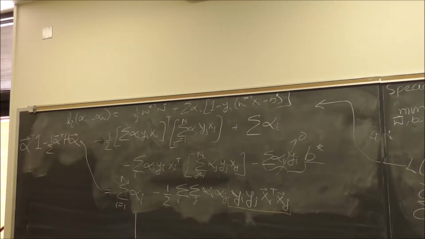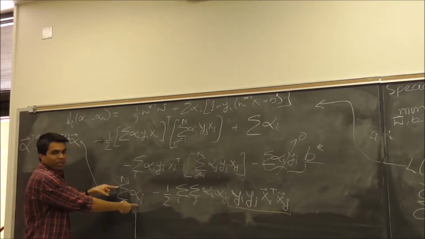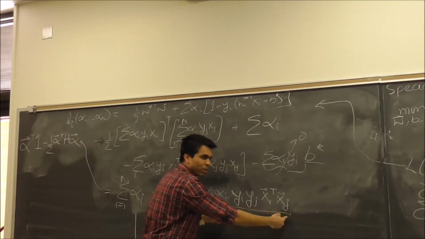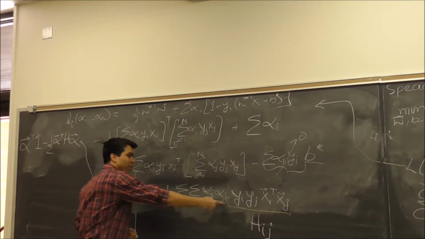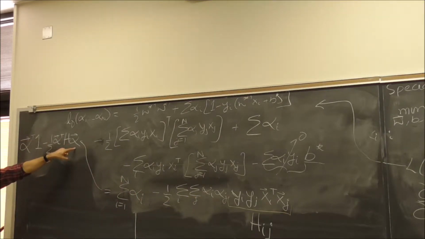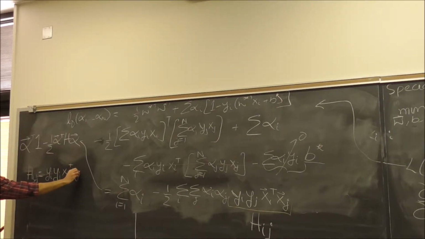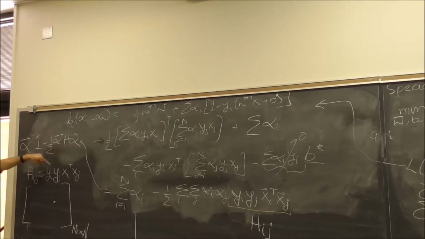Getting there, we're slowly getting there. I'm just cleaning it up, because the cleaned up form is far more interesting. This is a linear part in alpha, this is a quadratic part in alpha, and here's a quadratic multiplier. And I can call this my matrix Hij. It's just a number, Hij, multiplying alpha i, alpha j. Hij is equal to yi, yj, xi transpose xj. Just construct a matrix of size n by n, the number of training data points by the number of training data points. Every entry is just: take the classes, multiply those, take the inner product of features, multiply those, and that's a number. That's the quadratic part, this is the linear part.